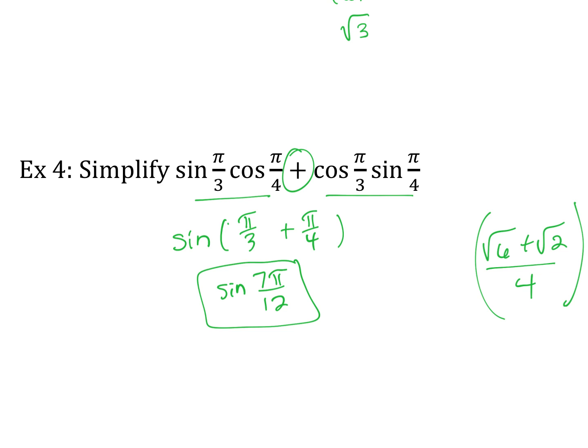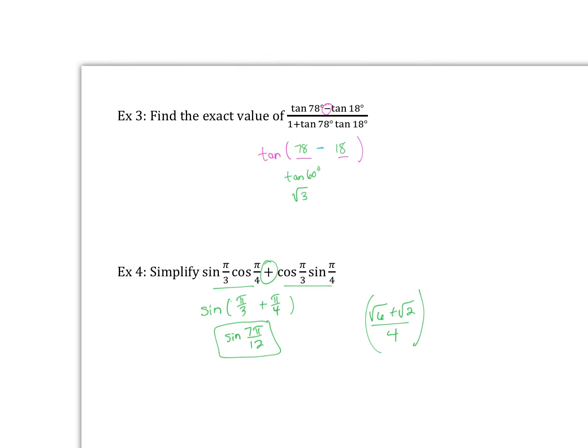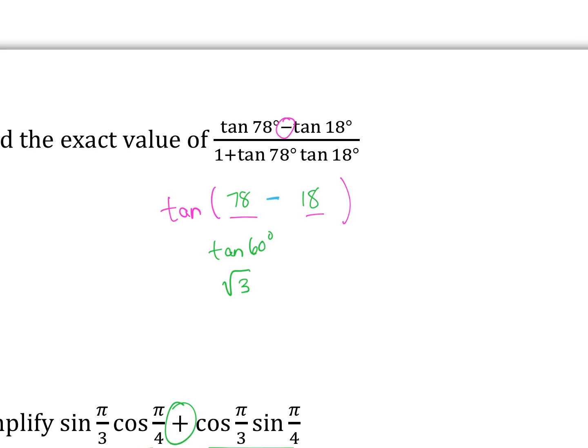Common denominators, you'd have to get common denominators, which would be 12. So 4 pi over 12 plus 3 pi over 12. So you got the 7 pi over 12. All right. What was example 3? There we go.